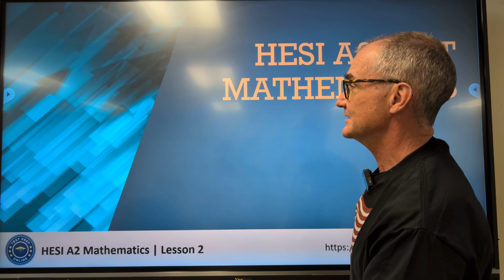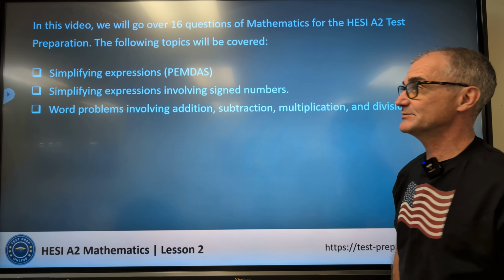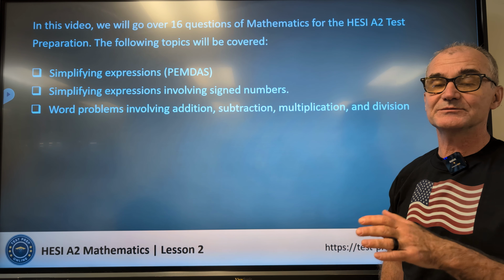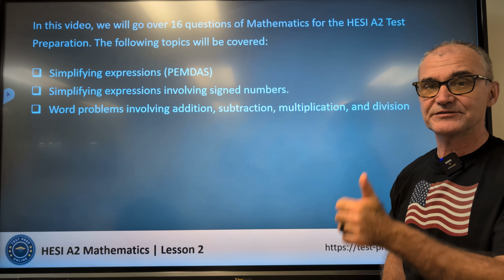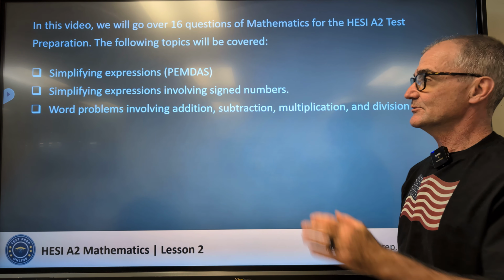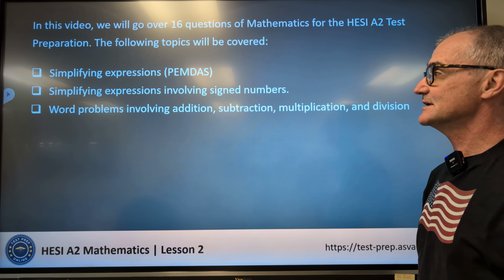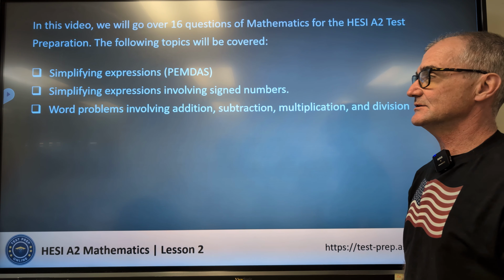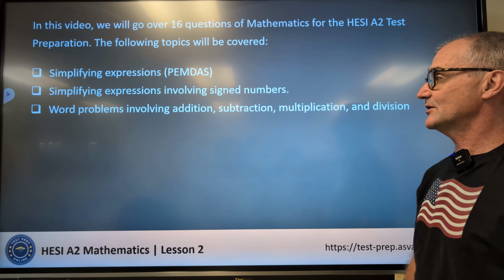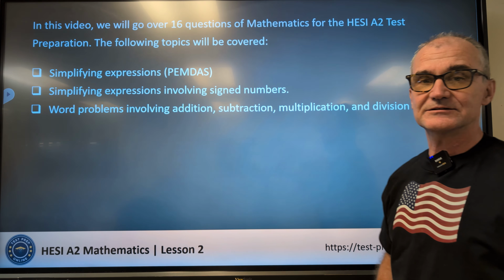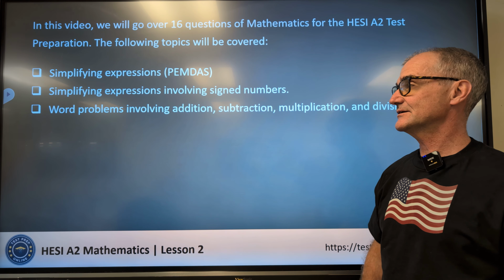In today's video, we're going to go over simplifying expressions, PEMDAS, that's a mnemonic device to remember the order of operations: parentheses, exponents, multiplication, division, addition, subtraction. We're going to go over simplifying expressions involving positive and negative signed numbers. And we're going to look at word problems involving addition, subtraction, multiplication, and division. And there's going to be a lot of fractions in there as well.